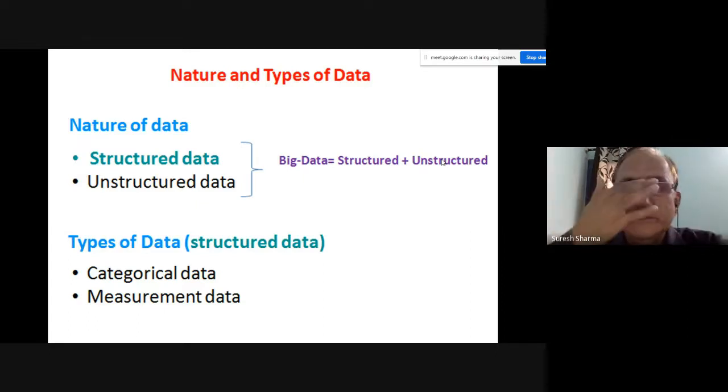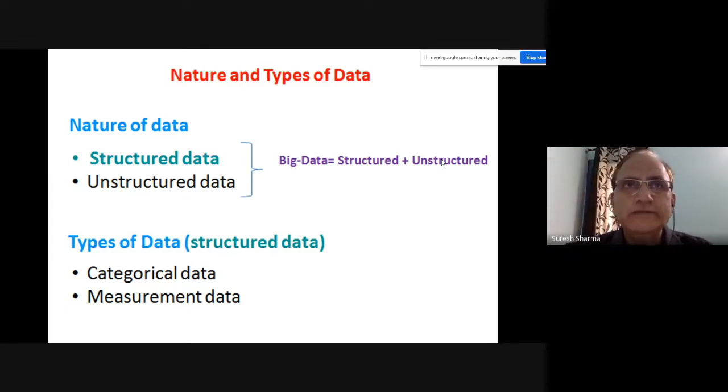Structured data means it's in numeric form or easily convertible into numeric form. If you look at structured data, it is basically of two types: either categorical data or measurement data. Now, what do you mean by categorical data? Categorical data is the one where the measurements are in terms of categories.